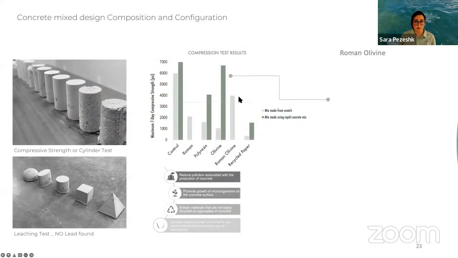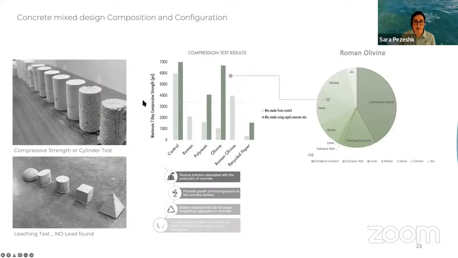And I have conducted various laboratory tests like compression strain test as well as leaching tests, and the selected material that was fulfilling most of the criteria was Roman olivine.